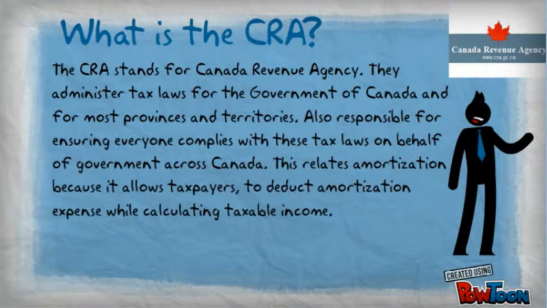What is the CRA? The CRA stands for Canada Revenue Agency. They administer tax laws for the Government of Canada and for most provinces and territories. They are also responsible for ensuring everyone complies with these tax laws on behalf of the government across Canada. This relates to amortization because it allows taxpayers to deduct amortization expenses while calculating taxable income.